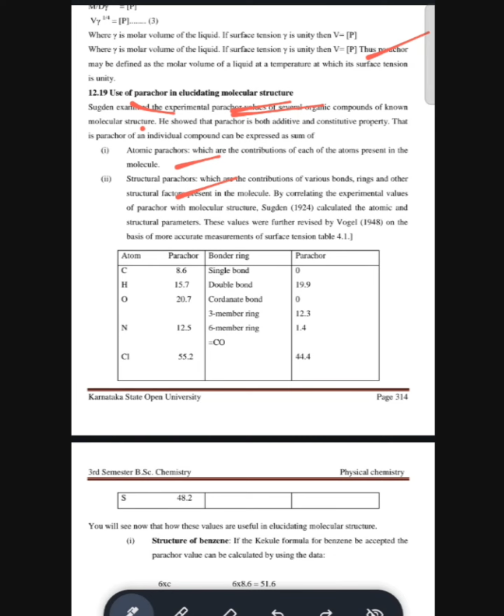For example, the parachor for carbon is 8.6, hydrogen 15.7, oxygen 20.7, nitrogen 12.5, chlorine 55.2. Also, the parachor for a single bond is 0, double bond 19.9, triple bond 0, a 3-membered ring is 12.3, and a 6-membered ring has a parachor of 1.4. So parachor is nothing but an empirical constant for a liquid that relates the surface tension to the molecular volume.